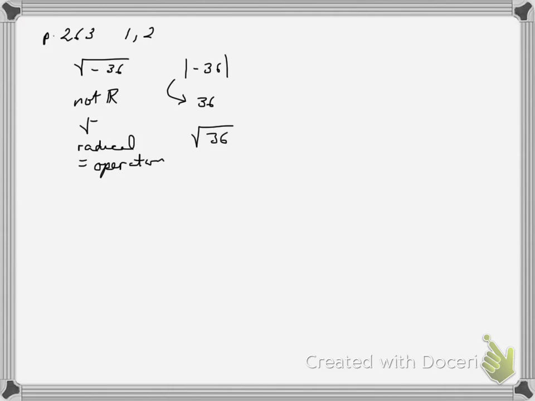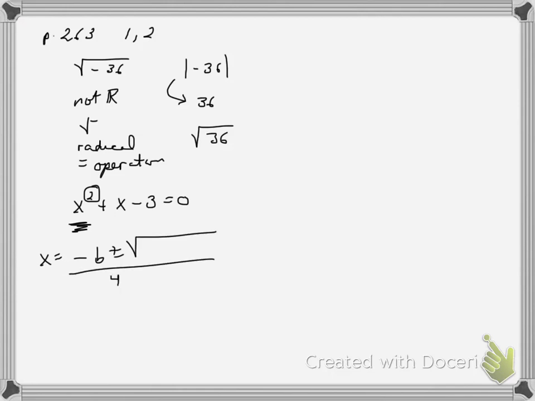The quadratic equation and the quadratic formula. A quadratic equation is simply an equation that has the highest term as a square. That would be what we call the quadratic equation. The quadratic formula is that one you've memorized. x equals negative b plus or minus the square root of b squared minus 4ac, all over 2a.